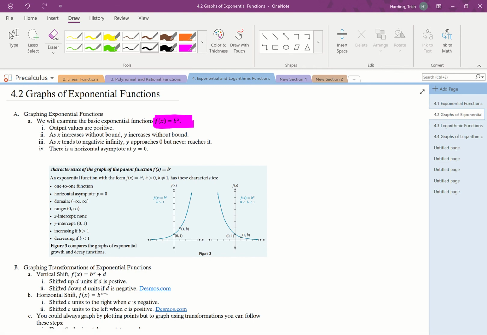Notice that the output values are positive. You cannot get a negative output value. As x increases without bound, your y will increase without bound. That is the same thing as saying as x approaches infinity, y will approach infinity.